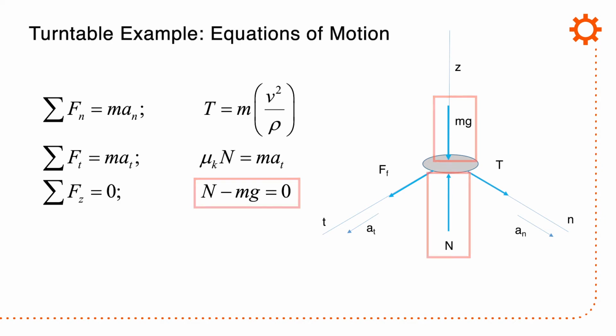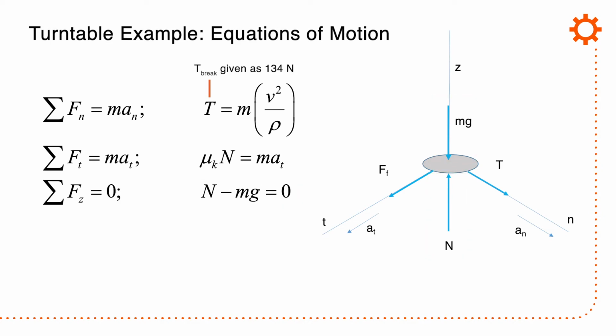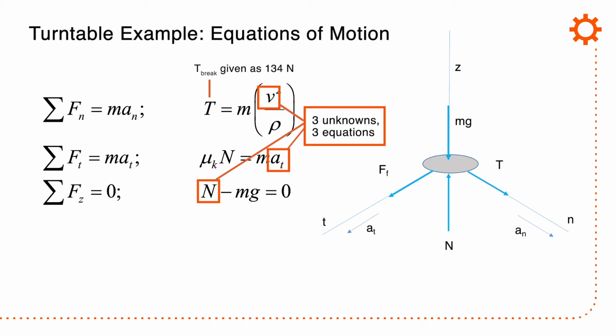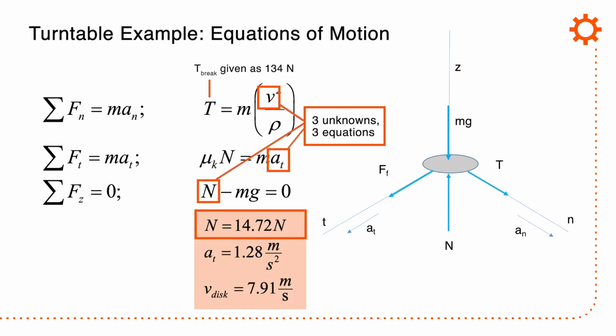That's equal to 0. And the only thing I'm given at the beginning is that the breaking tension is 134 newtons. Three equations, three unknowns. I can solve through for the whole thing. And I'm given also that the mass is 1.5 kilos. If you do, you'll solve for a normal force of 14.7 newtons, tangential acceleration of 1.28 meters per second squared, and velocity of the disc of 7.91 meters per second.